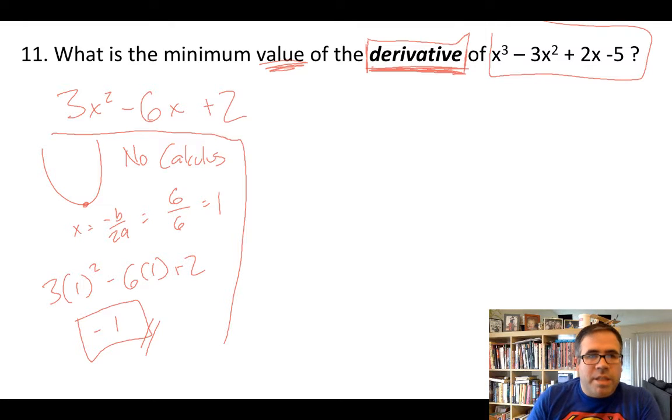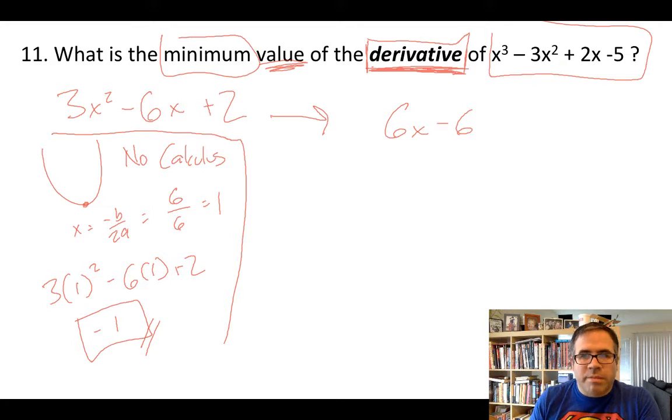But there is a method to use calculus, and that is to take the derivative, the second derivative, which gets us to 6x minus 6. Because minima and maxima happen at critical points, we find a critical point. So we set that equal to 0, we get 6x equals 6, x equals 1. Okay.